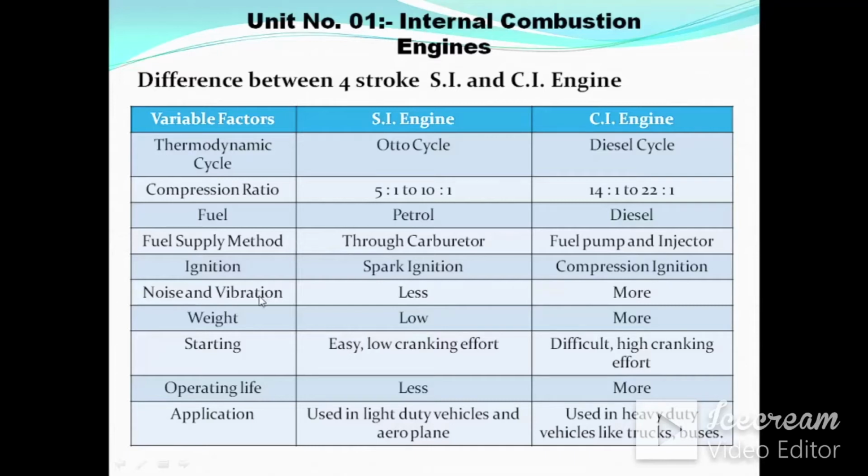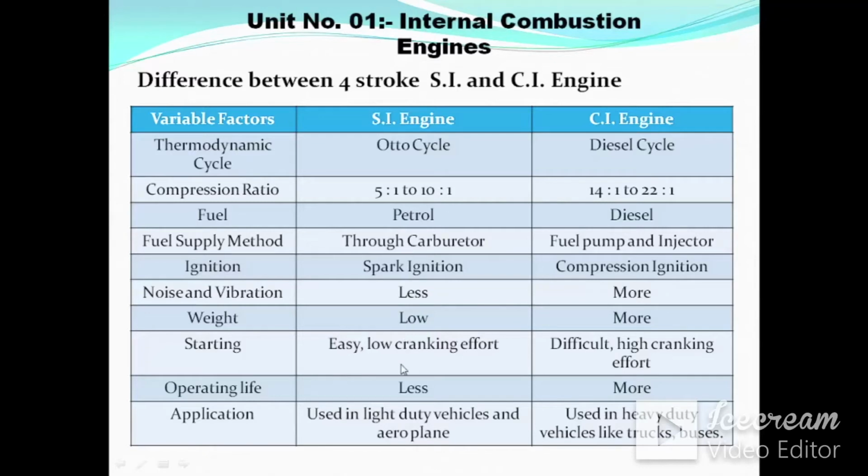Next factor is noise and vibration. In the SI engine, noise and vibration are less, and in the CI engine, noise and vibration are more. Next factor is weight. The SI engine has low weight and the CI engine has more weight. Next factor is starting. The SI engine can start easily, hence low cranking effort. The CI engine is difficult to start, requiring high cranking effort. Next is operating life. The SI engine has less operating life, but the CI engine has more operating life. And the last factor is application.